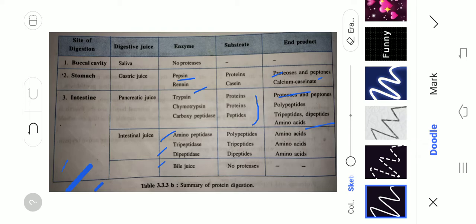The aminopeptidase breaks down the polypeptides into amino acids. Tripeptidase breaks down the tripeptides into amino acids. The dipeptidase breaks down the dipeptides into amino acids. Here there is no role of bile juice. So the end product of proteins is nothing but the amino acids, just like glucose in the carbohydrates. Okay, in that, the complete protein digestion takes place.